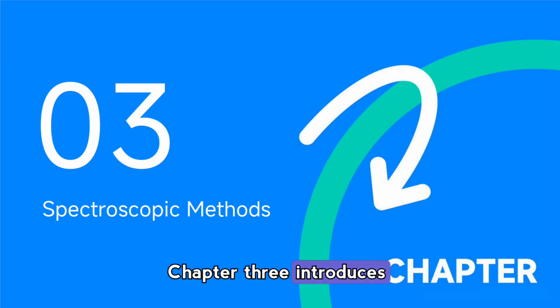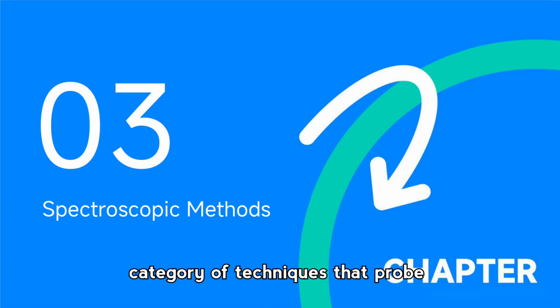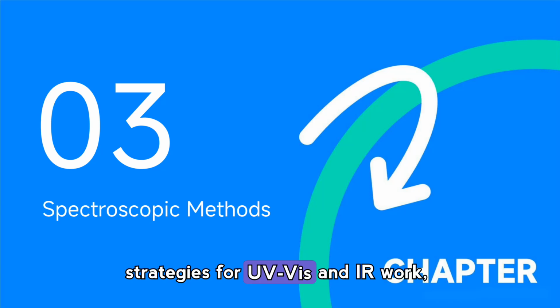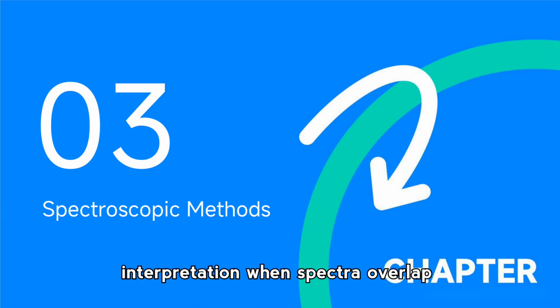Chapter 3 introduces spectroscopic methods, a broad category of techniques that probe how matter interacts with light and electromagnetic fields. In this chapter, we'll cover molecular and atomic spectroscopy, practical strategies for UV, UV-Vis, and IR work, and how chemometrics enhances interpretation when spectra overlap or samples are complex.